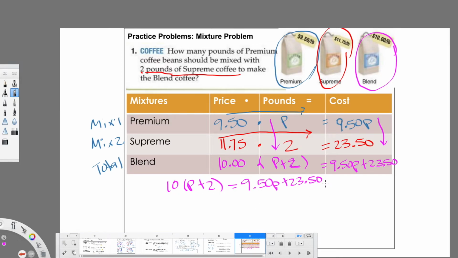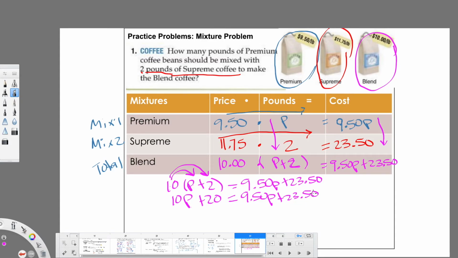There's no more parentheses, there's no exponents. I can't multiply here because it's a coefficient, a number times a variable, so I have to wait. And I can't add the $23.50 yet because I can't add unlike terms. I do have to simplify the left side. So I want to distribute this $10 and go 10p, 10 times p is 10p, plus 10 times 2, and that's 20, equals, and I'm just going to write this side down, $23.50.